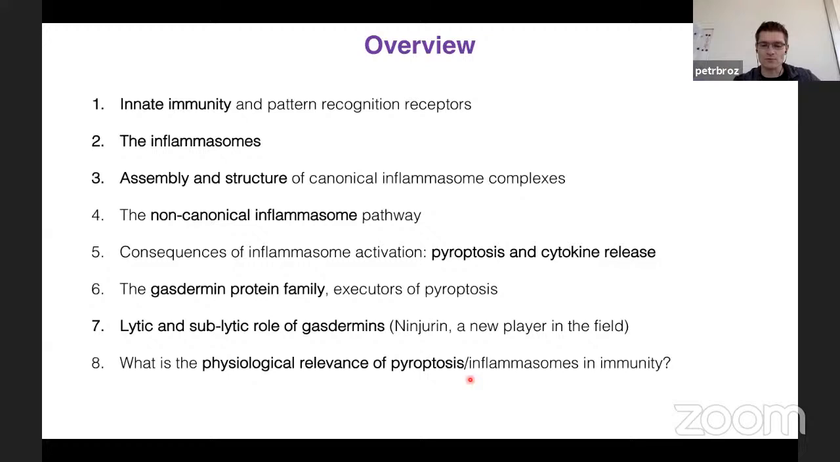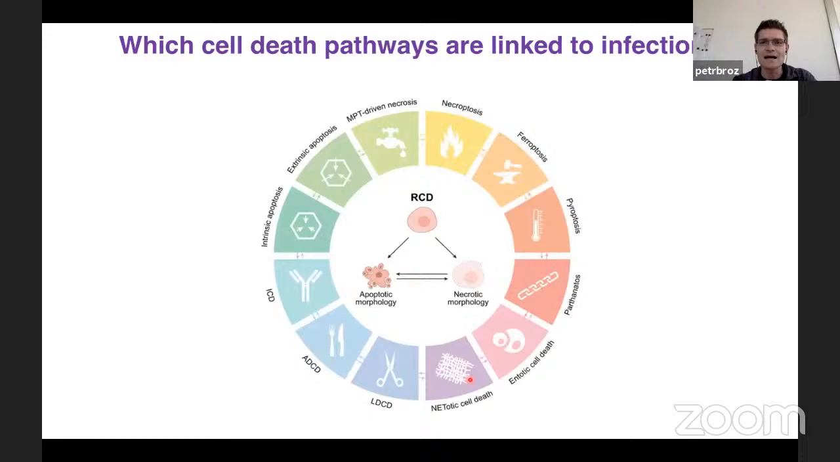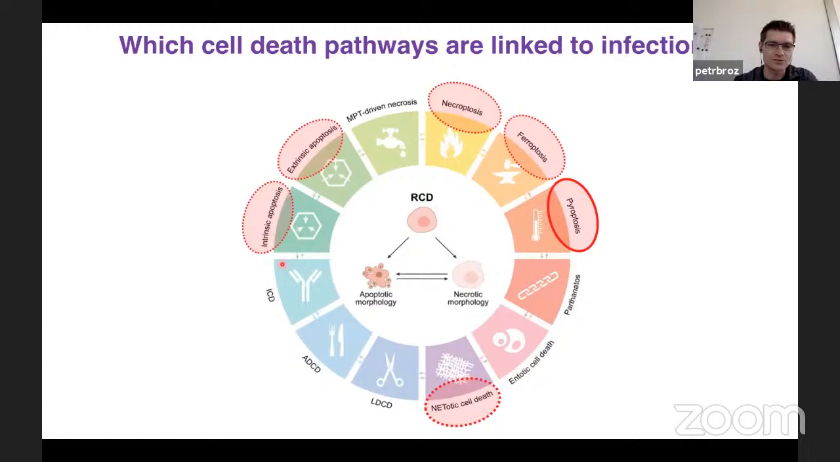So, I've seen that in this program, you will be covering a lot of different types of cell death. Many of them are actually linked to infection, and you can see that here. So of course, during infection, you can have apoptosis, which you heard about, I think, from Seamus already. Necroptosis, which will be covered also by Peter Vandenabeele. Maybe ferroptosis, I don't know, NETosis. But pyroptosis, which is shown here, is, I would say, really the cell death that is most strongly linked to infectious diseases or to the immune response to infectious diseases.